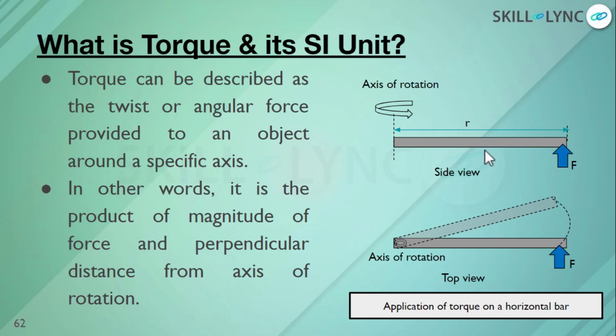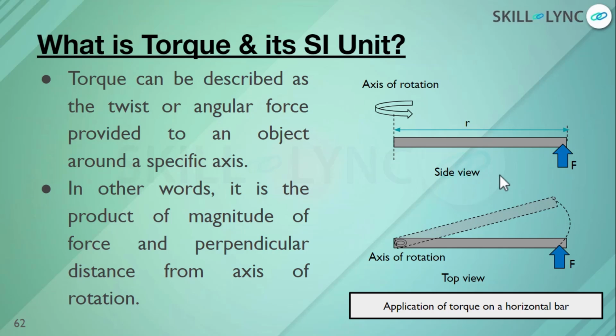Here, a horizontal bar has been given a torque. Here, the torque can also be said as the rotational force. Therefore, it has been written as F, the rotational force. Rotational force is also called torque. So, when a rotational force is provided on a horizontal bar through an axis of rotation, the horizontal bar will revolve. This is called torque.